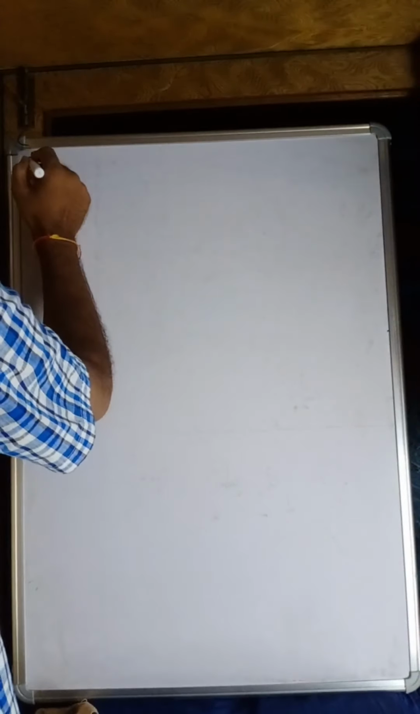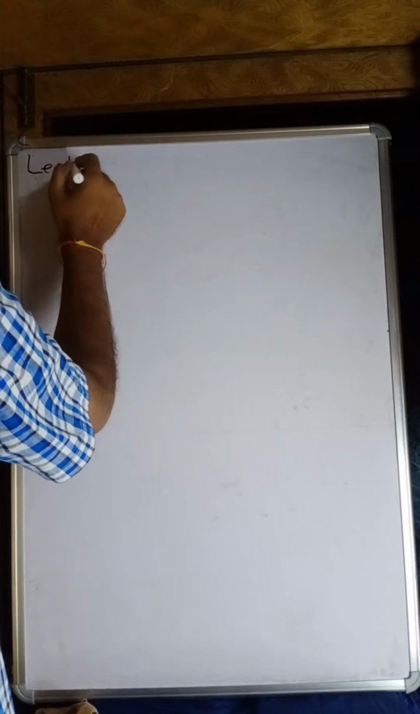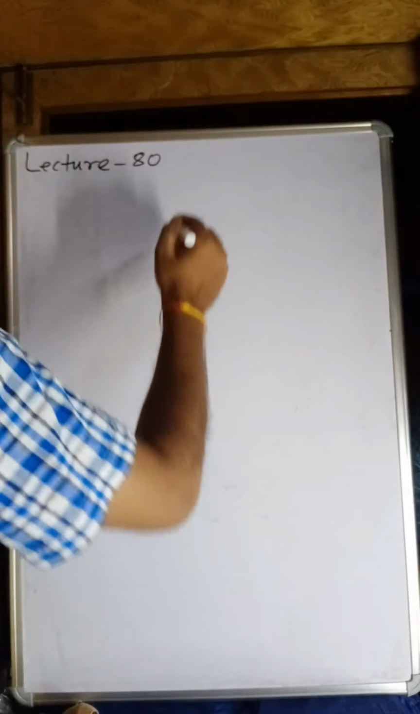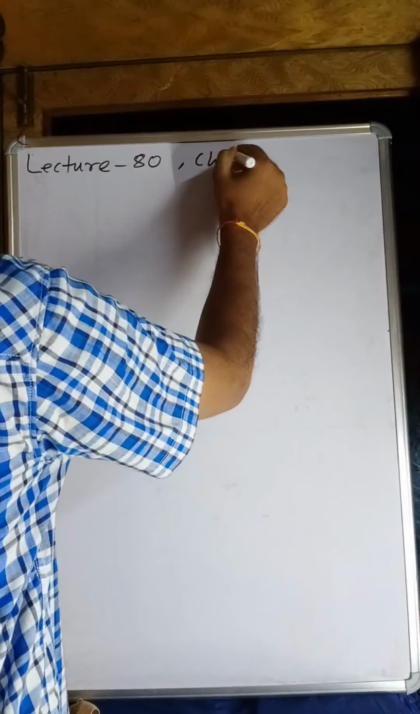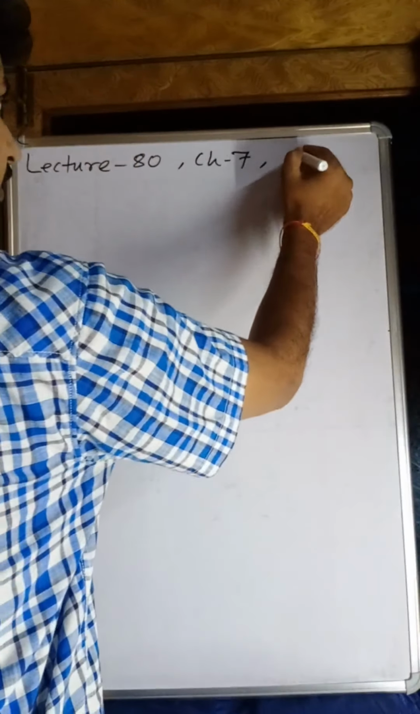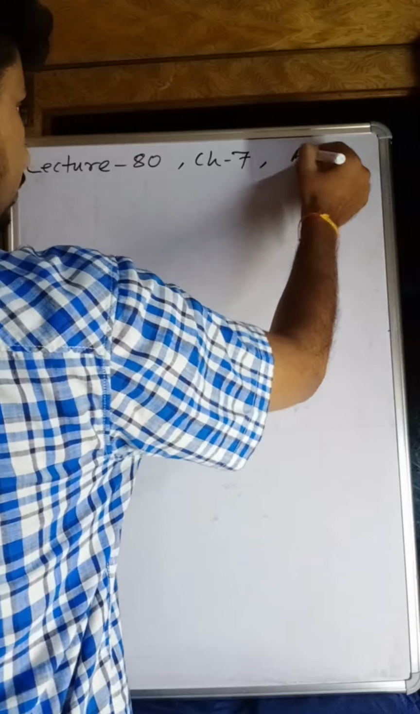It is lecture number 80. My dear students, today we are in lecture number 80, and we are in the chapter Alternating Current. It is chapter number 7 of NCERT. It is AC.